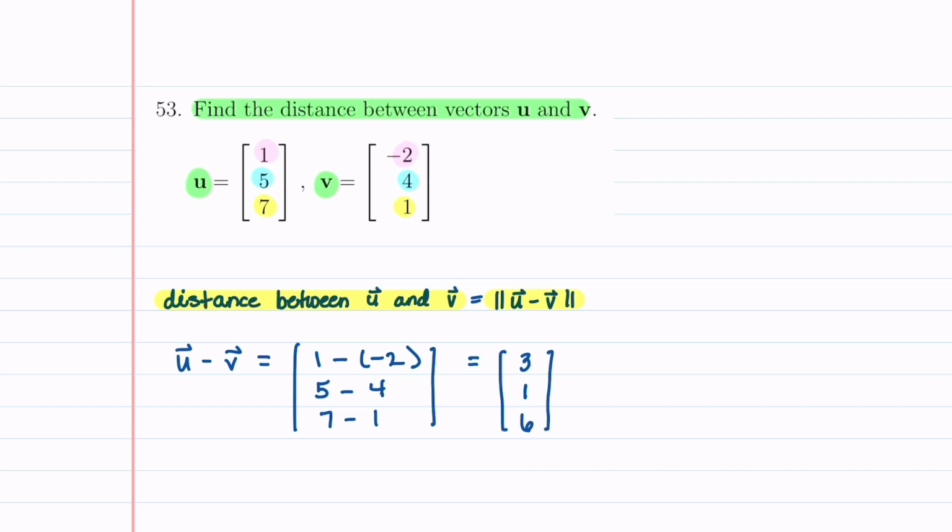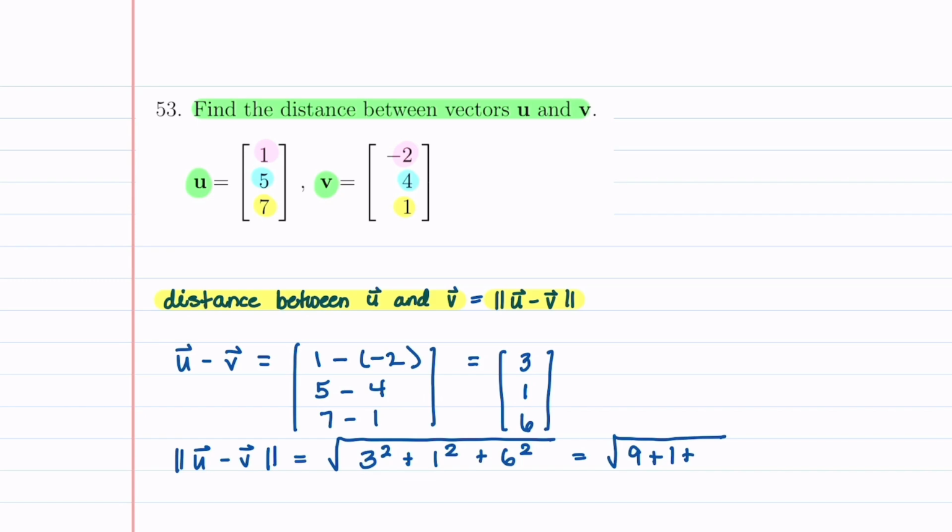Now all we have to do is take the magnitude of this vector. So the magnitude of u minus v is just going to be the square root of each component in u minus v squared. So this is going to be 3 squared plus 1 squared plus 6 squared. This is going to give us the square root of 9 plus 1 plus 36, which is going to give us an answer of the square root of 46. So the square root of 46 is the distance between vectors u and v.